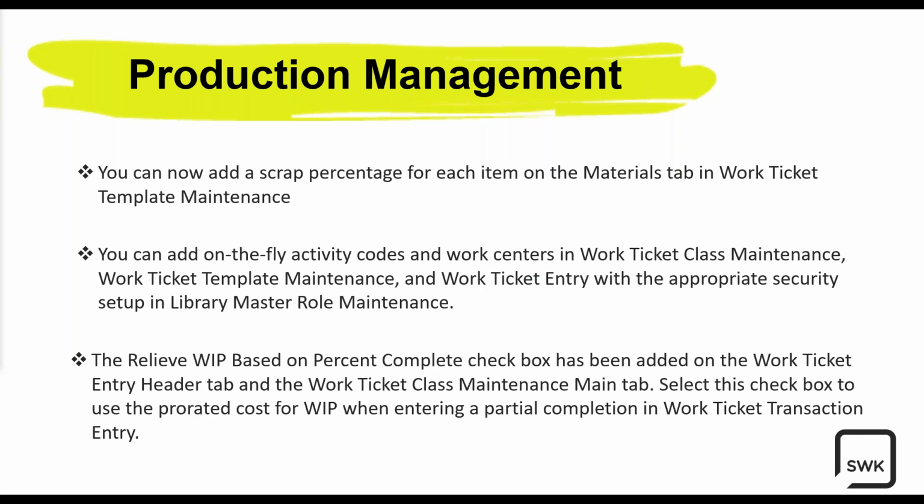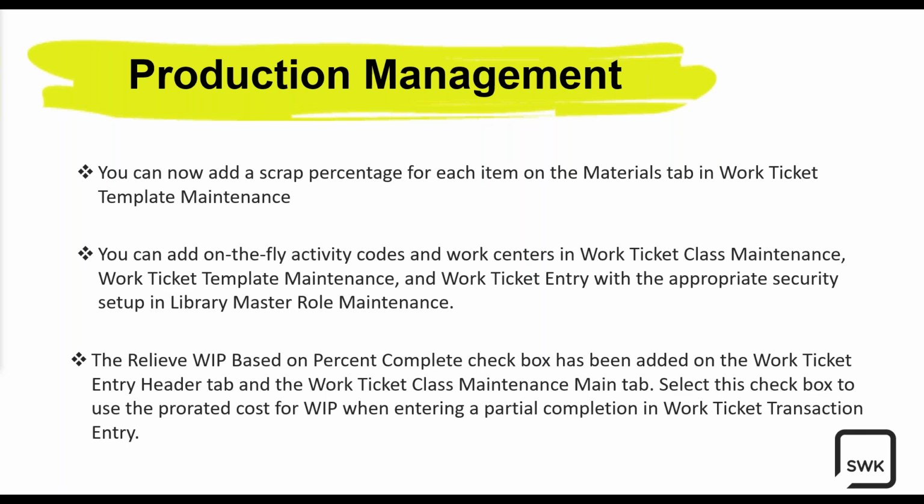And last but not least, in production management, there's a few other miscellaneous features. You can now add a scrap percentage for each item on the materials tab in work ticket template maintenance. Previously, we only had the yield percentage on the header. This is another feature that work order had that production management didn't initially have.